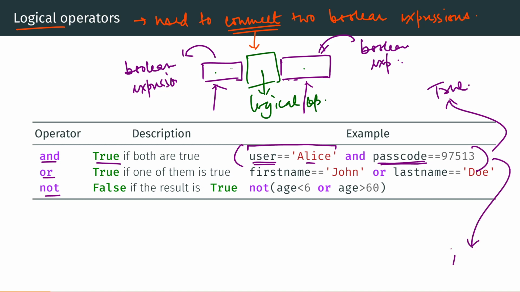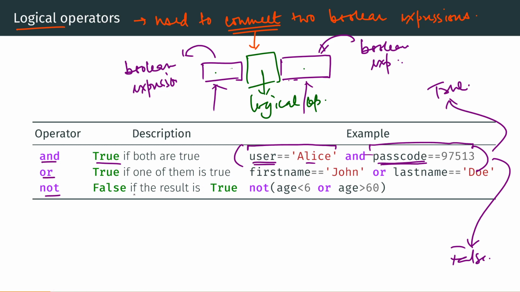If either of these conditions does not hold, this will evaluate to false. Similarly, if the passcode is not this, it will also evaluate to false. And obviously, if neither of these holds, it will also evaluate to false. So the only situation in which this expression will evaluate to true is when both of these conditions are satisfied. That's the AND operator for you.